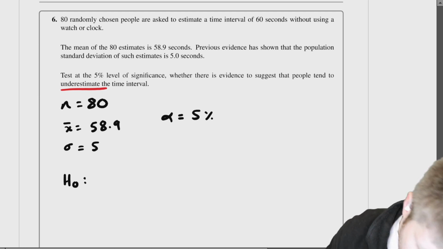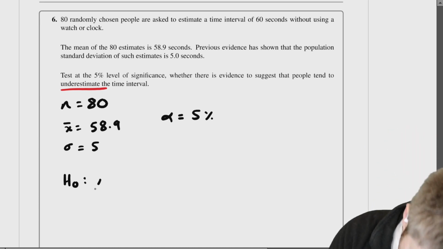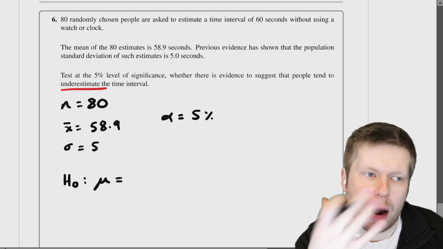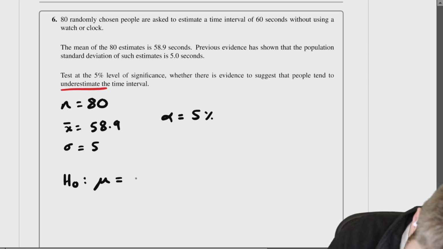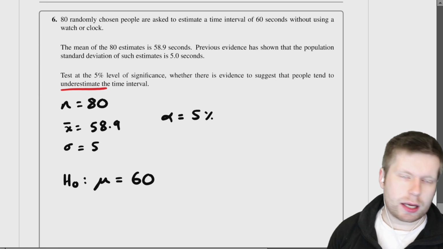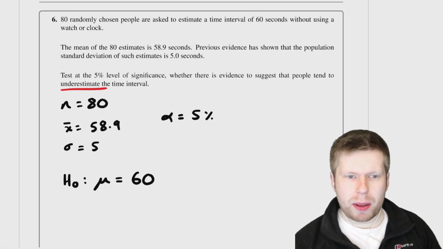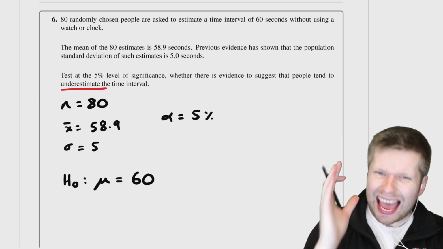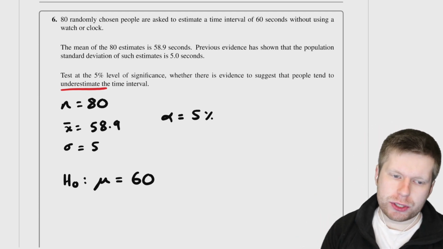We are saying that for the population mean, mu, we're assuming that everybody can count to 60 seconds without using a watch or clock. So we're assuming that everybody can do it properly, so the mean should be 60. It's a bit of a weird one, the null hypothesis, but we need to test whether people tend to underestimate the time interval. The null hypothesis is basically saying, let's assume everybody can count the time interval correctly. So let's assume that mu is equal to 60.